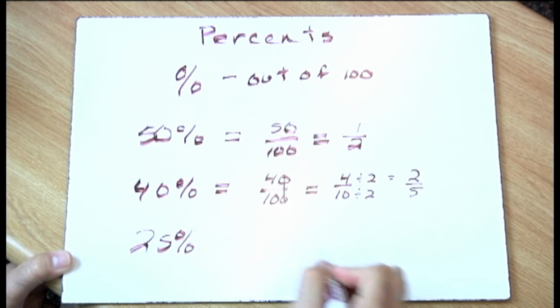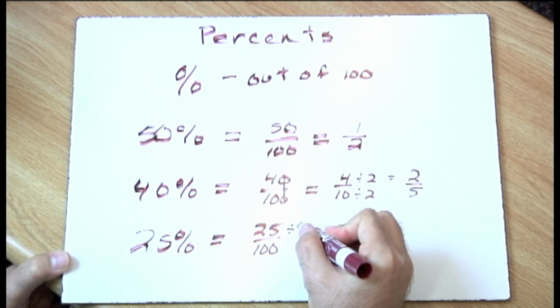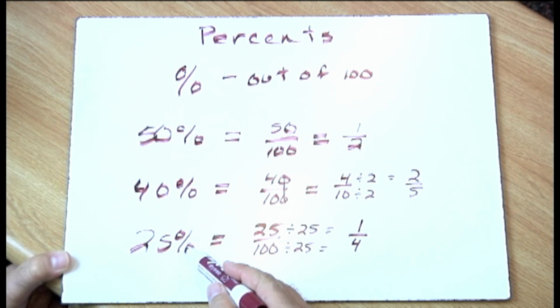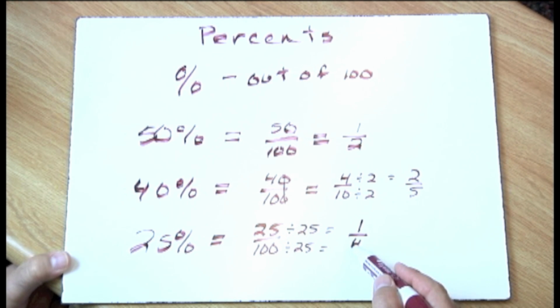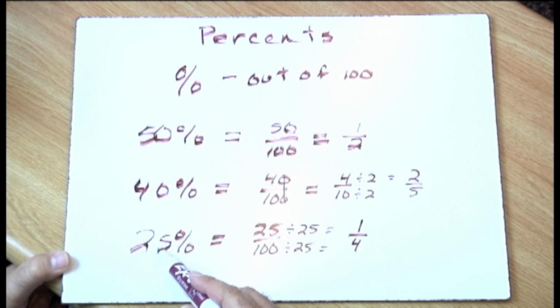Let's take a look at one more example. 25% or 25 hundredths. Well, we can simplify that by dividing top and bottom by 25. And we're left with 1/4. 25 hundredths simplifies to 1/4. So you can see the relationship, 25% and 1/4. They are different ways of showing the same number.